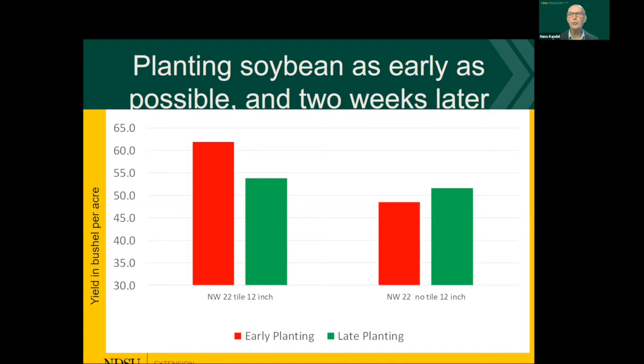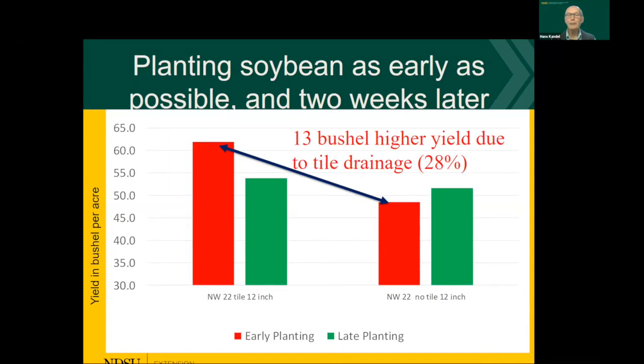Now I want to show you that if you have tile, there is another benefit. With tile, typically we can plant earlier. So I'm comparing here the early planting varieties in the red bar and the late planting varieties in the green bar. On the left, the two are on tile and the right two are non-tile. So I'm comparing here early planted tile versus non-tile. And if you look at that, the difference is 13 bushels, which is 28%.